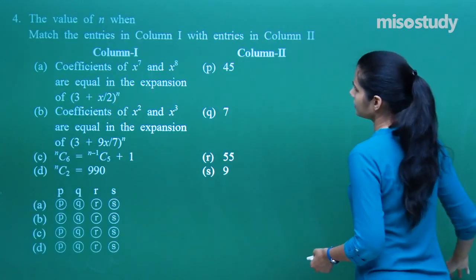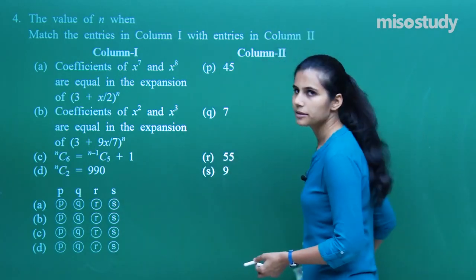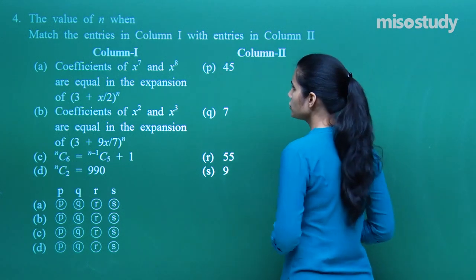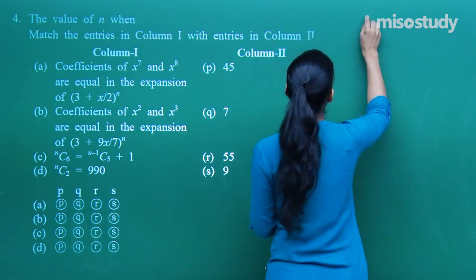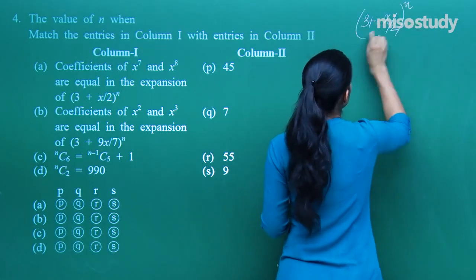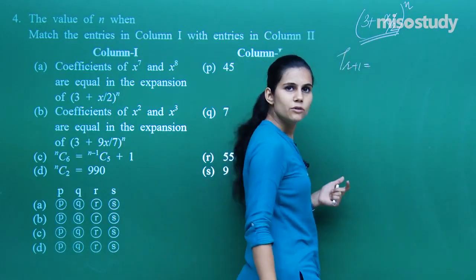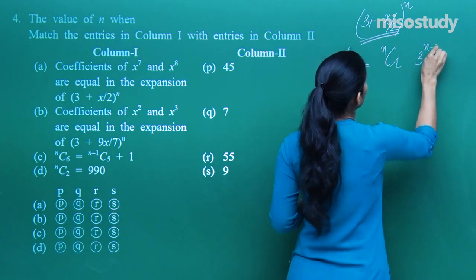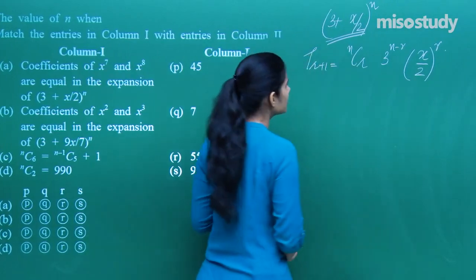The value of n, what is it when all these things are basically taking place? We need to match the entries in column 1 to column 2. Coefficients of x to the power 7 and x to the power 8 are equal in the expansion of (3 plus x by 2) whole to the power n. Again, if I talk about the general term, it is equal to what? It is nCr 3 to the power n minus r (x by 2) to the power r.